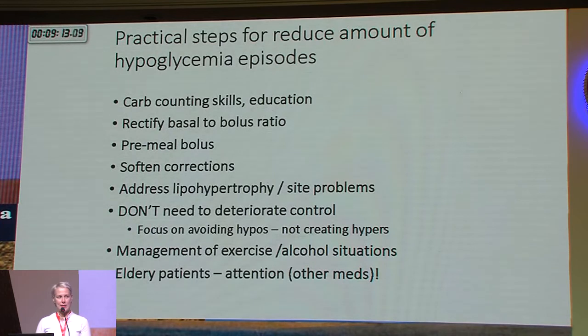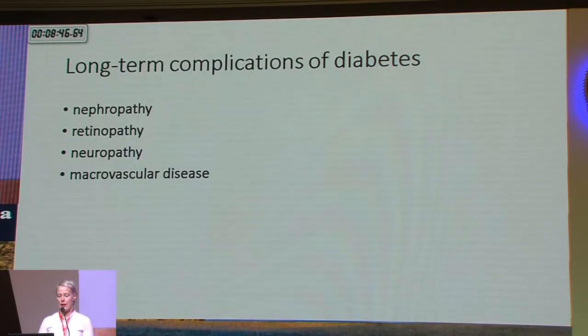So just to be more practical, I just want to be helpful to you as clinicians. There are practical steps for reducing the amount of hypoglycemia in this age group. Carb count and skills education again, rectify basal to bolus ratio, bolus timing, soften correction, treat lipohypertrophy, like site problems, and don't aim for too tight control. We need to mention everything about exercise, alcohol, and so on and so forth situations, and we need to pay attention to all ages. What about long-term complications of diabetes?